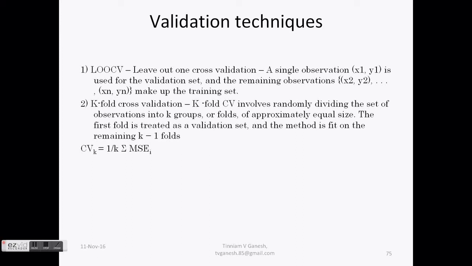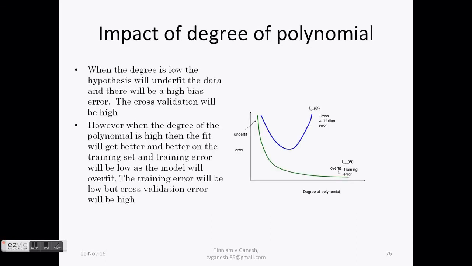The other one is known as k-fold cross validation. So here you randomly divide your data into k groups or folds. The first fold is treated as validation, and the method is fit on the remaining k minus 1 folds. So you keep doing that k times, and you take the average of the mean squared error. That's your cross validation error, and that way you ensure that your model is being refined.